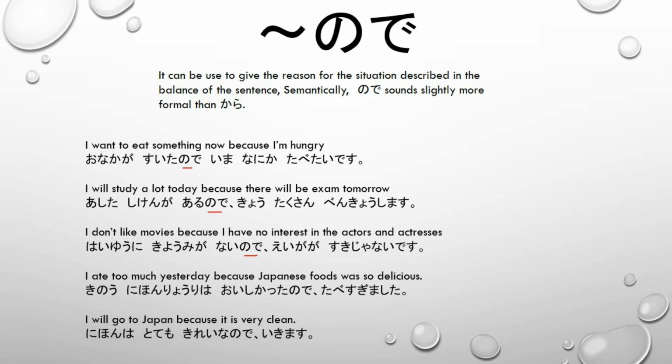So, I will go to Japan because it is very clean. So, pupunta ako ng Japan dahil ito ay napakalinis. So, Nihon wa totemo kirei na node ikimasu. So, ganun yung ating example sentences.